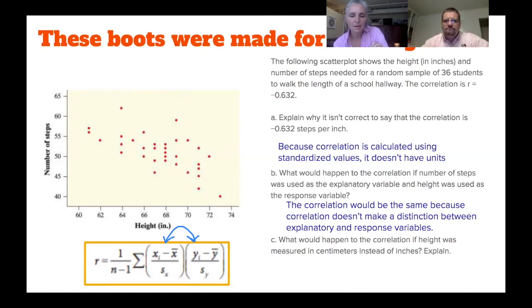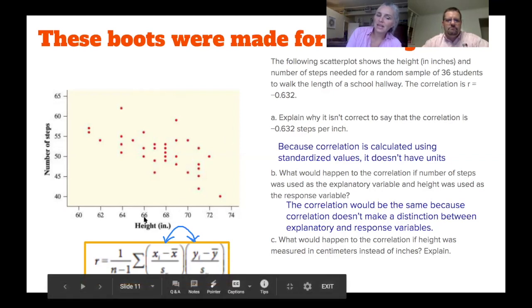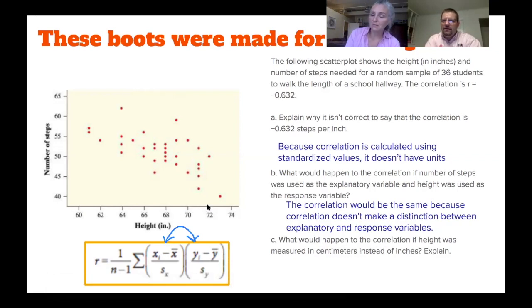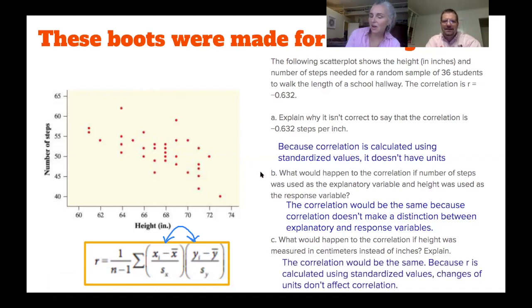Right. C says, what would happen to the correlation if height was measured in centimeters instead of inches? So if this becomes centimeters, my numbers change, right? 60 inches and 60 centimeters aren't the same, so I would have to convert all these numbers. But you're using z-scores. Keep coming back to that thought that R values use z-scores, and those are standardized scores, and they don't have anything to do with units.